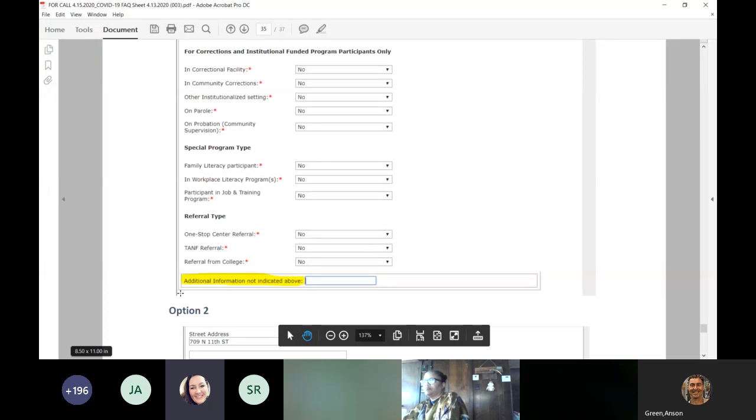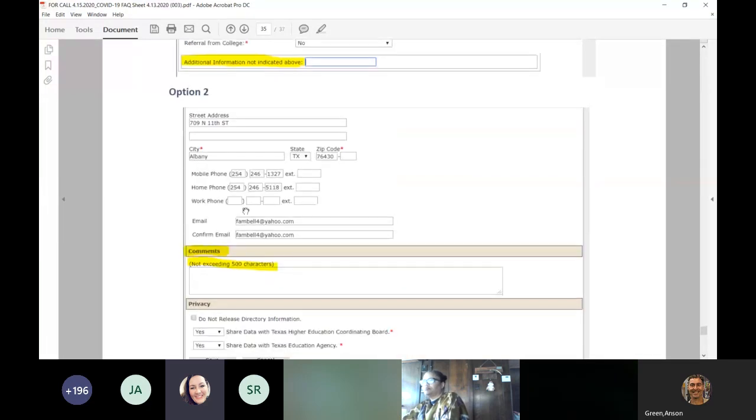The second option is under the personal information. This is another open text field. It's 500 characters, so you could put something in there. And this is going to help you, looking back 6 months from now and going back into TEAMS, to quickly identify students that you've had to go through this staff determined eligibility with that don't have a standard NRS test.